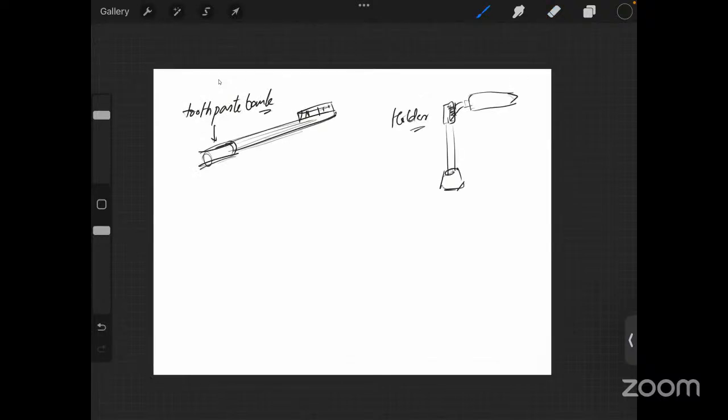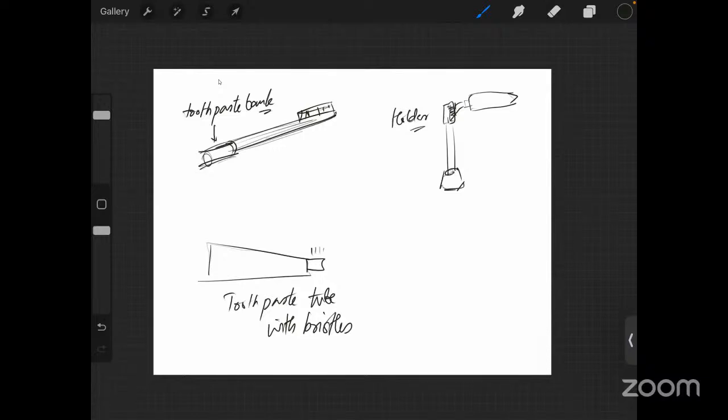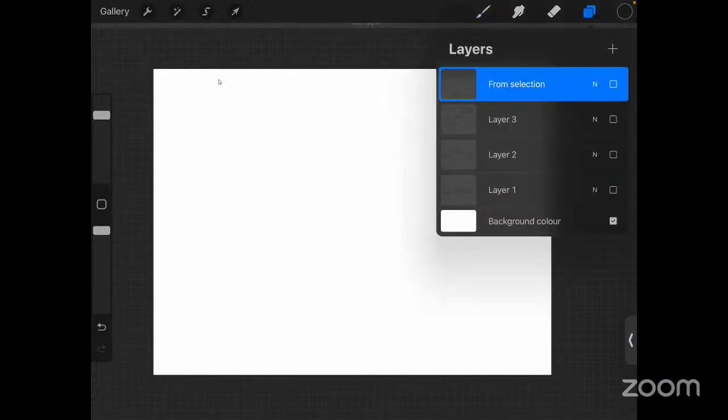That's the second idea, right? Now maybe we can have, for example, toothpaste itself having bristles. The toothpaste tube itself having bristles, right? Paste tube with bristles, right? So I'm just noting all these down as three ideas. We could have multiple different ideas.